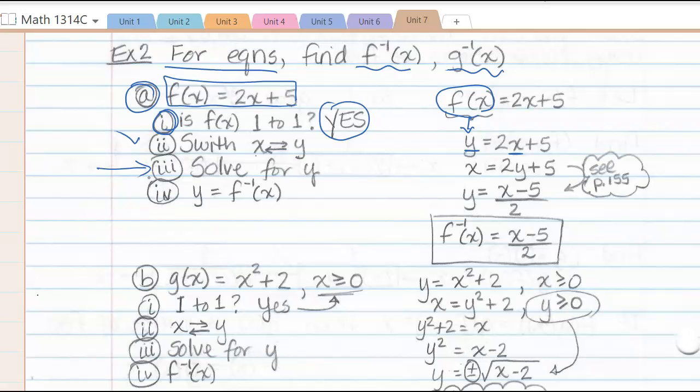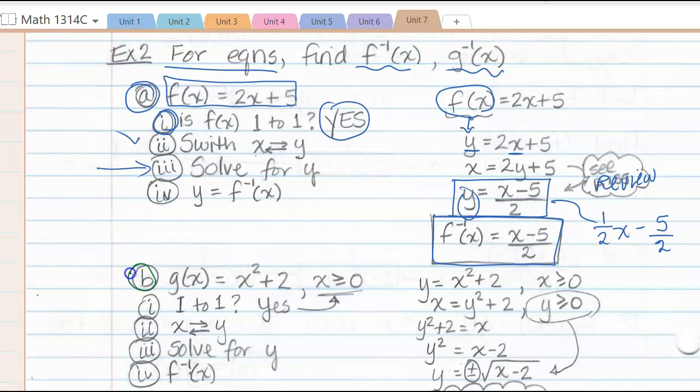Just like we did in the review, see the review and reflect video, we're solving and we found that y is equal to x minus 5 all over 2. We talked a little bit about how we can rewrite that as 1/2 x minus 5 over 2. Either way, we change that y into f inverse, and we have now found f inverse to be x minus 5 all over 2.